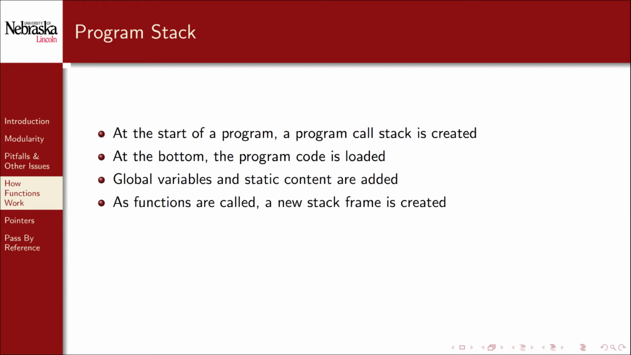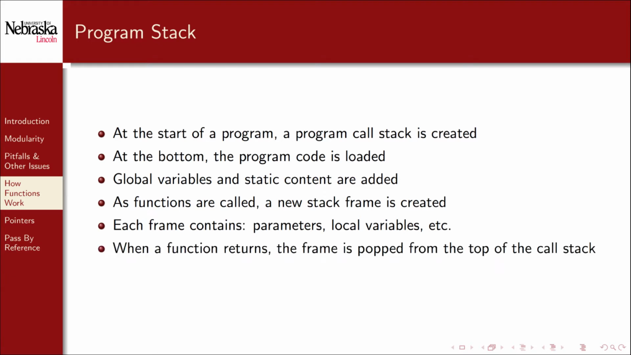A frame is simply just a chunk of memory. This frame is used to store parameters, local variables, and other data used by the function. When the function is done executing, the frame is popped from the call stack and removed. As a consequence, variables in each frame are distinct and separate, even if they have the same identifiers.